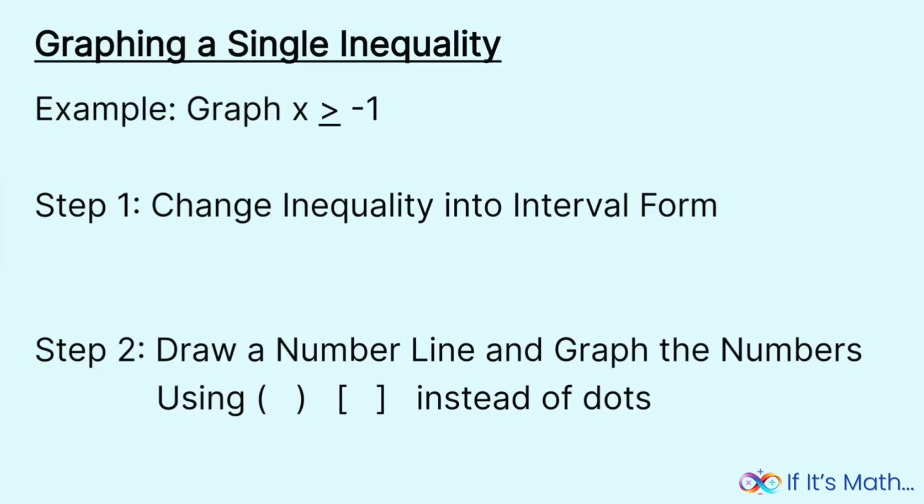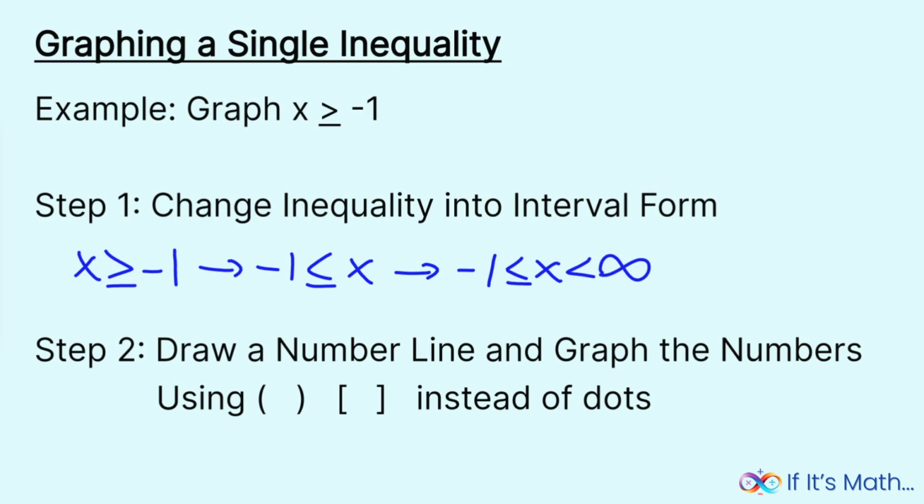So let's take a look at another one for some practice. Let's say you had x is greater than or equal to -1. Remember, step 1 is going to be to change that inequality into interval form. We always want these in the less than direction. So that's the same as -1 being less than or equal to x. Then we've got that implied infinity. So -1 is less than or equal to x, which is less than infinity.